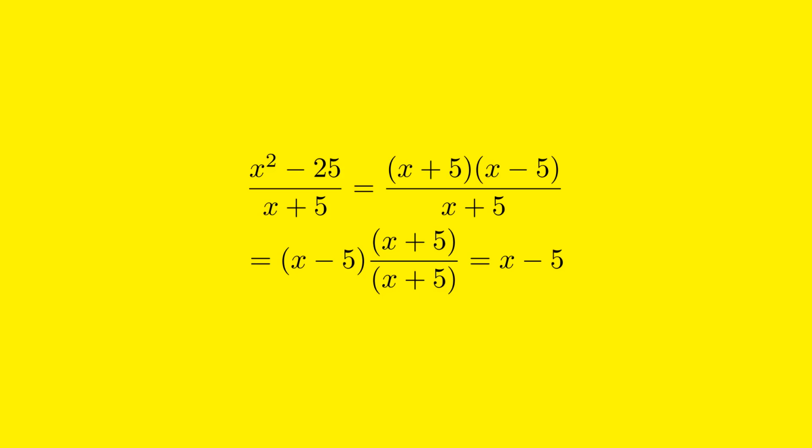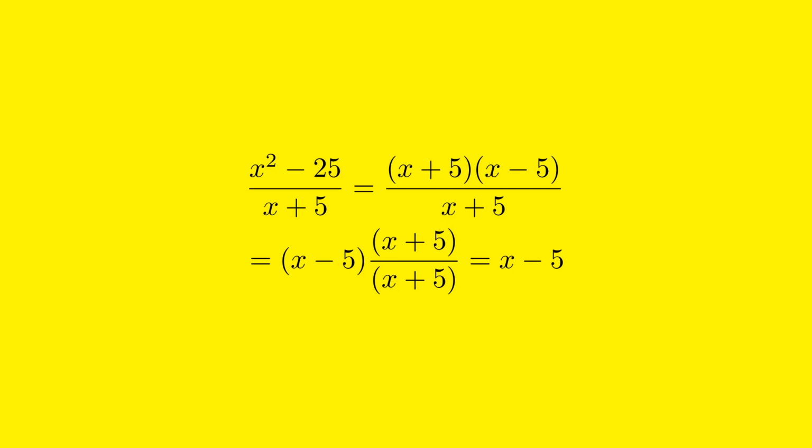The next step in solving the problem of reducing the rational expression x squared minus 25 divided by x plus 5 is to simplify the fraction by cancelling out common factors from the numerator and the denominator. Since we have rewritten the original expression x squared minus 25 divided by x plus 5 as x plus 5 times x minus 5 divided by x plus 5, we can see that both the numerator and the denominator have a common factor of x plus 5.